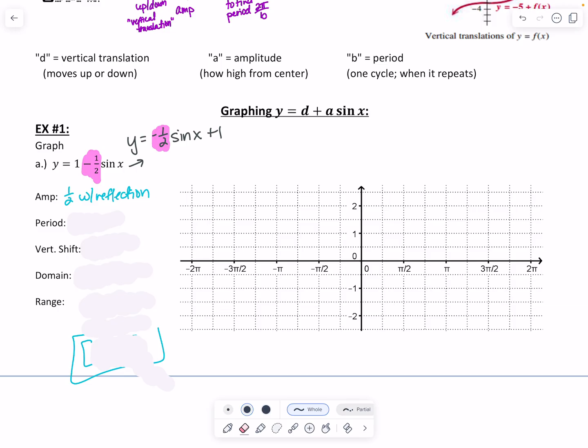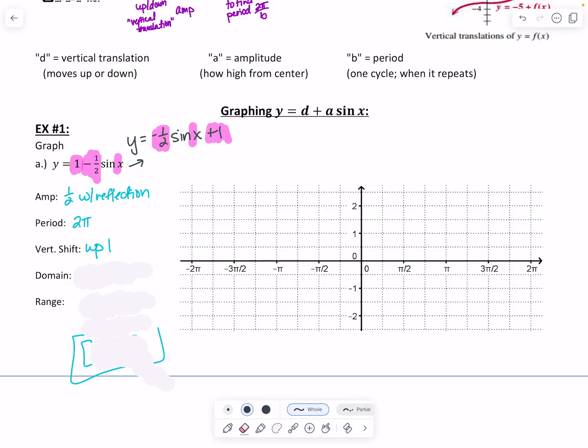Now, if I'm looking for my period, I know that my period is found with the number in front of x, my b value. It looks like here there is an invisible 1, and so our period here would be 2 pi divided by 1, or just 2 pi. So from 0 to 2 pi, we should make a full cycle through. This one happens to also have this +1 in the back or +1 in the front, however you want to see it, which means I also have a vertical shift. Once I'm done graphing the basic sine graph with my amplitude and period, I have to then shift everything up 1 unit. So we have a vertical shift of up 1.